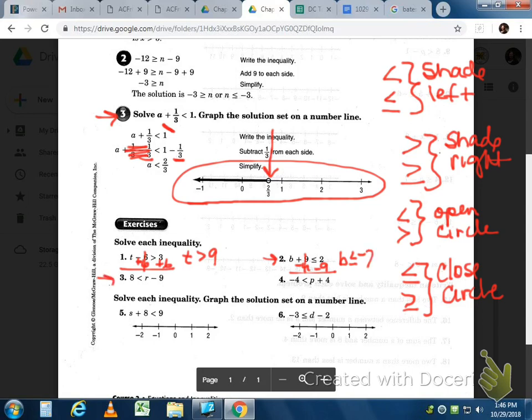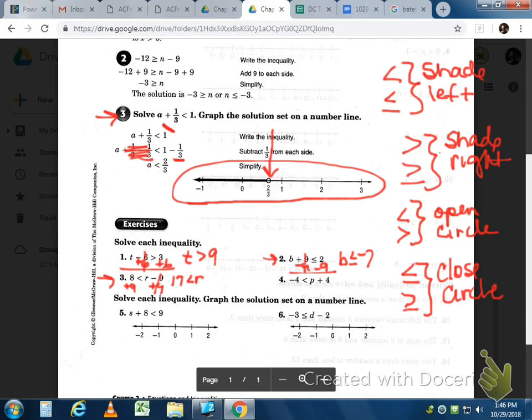Okay, number 3. 8 is less than r minus 9. I don't want r minus 9. I want just r. So what am I going to do to get r alone, Liam? You're going to subtract 9 from 8. No, it's minus 9 already. Add 9. Very good. I'm going to add 9. Now when I do this, what is 8 plus 9, Liam? It's 17. 17 is less than r.